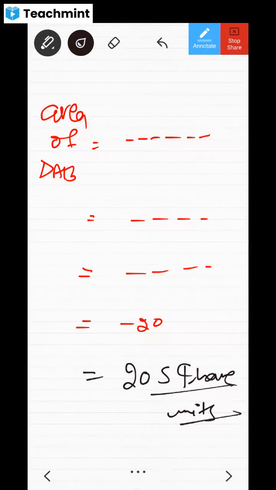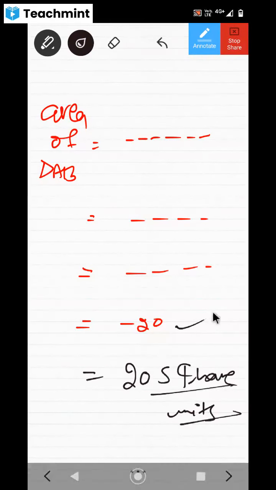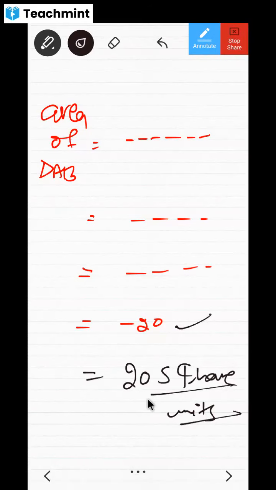Even though the answer is coming in negative, you have to make it positive. No, no, not everywhere. If I get the value of k as minus, I should not make it plus. Only for the area of triangle. Area can never be negative, so if you are getting a negative area, you have to make it positive. Clear?